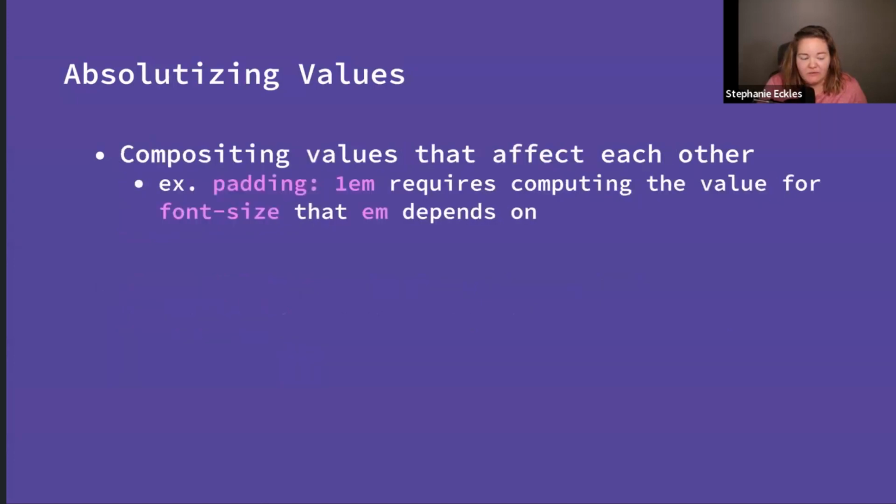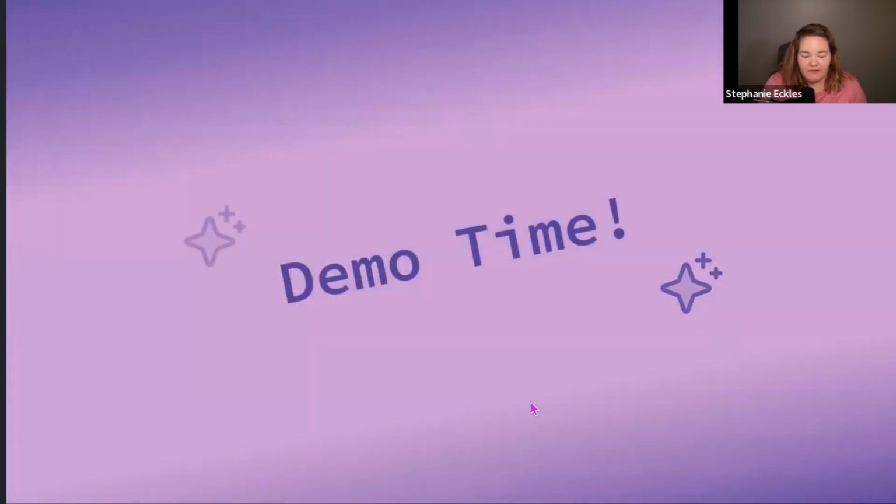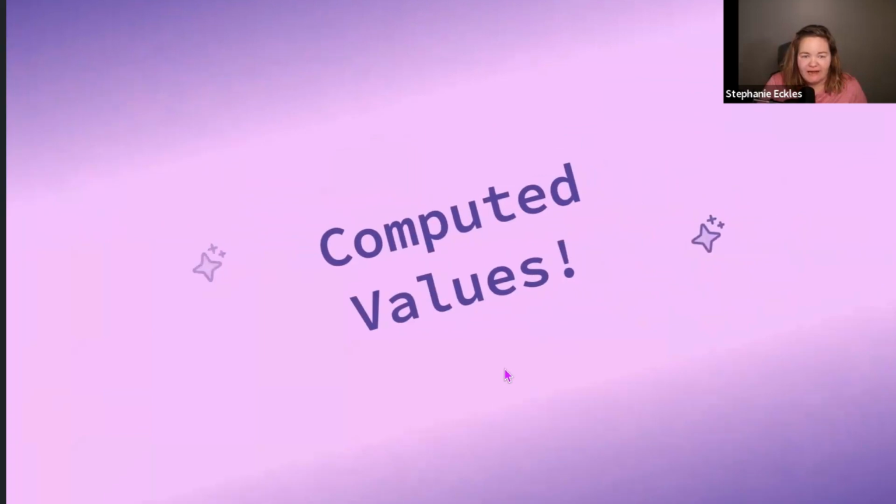And also, there may be compositing values that affect each other. For example, a definition of padding 1em requires computing the value for font size that em depends on. And custom properties are replaced with their computed values. Now for this demo, we're going to take a look at the Computed tab in browser DevTools to discover the absolutized value.